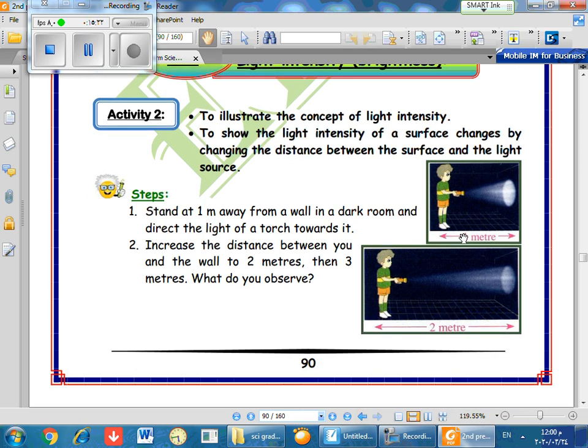We have two photos here. A boy stands with a flashlight at a distance of 1 meter from the wall. The light intensity in the first is greater than in the second one. In the first one the distance is small, equal to 1 meter, and in the second the distance is larger, equal to 2 meters, so there is an inverse relation. As the distance increases, the light intensity decreases.